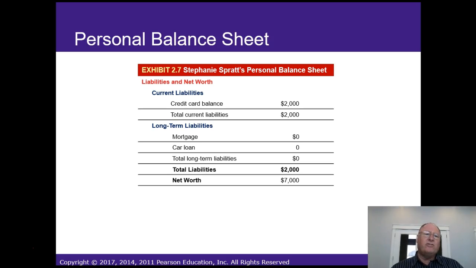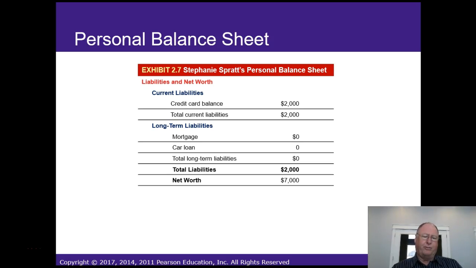And net worth obviously is the difference between the two. And you can see here in Stephanie's example, she really doesn't owe that much. But once you start to get older, you start to buy cars and get mortgages, buy houses, do all those kinds of things. Those kinds of numbers really start to change rather dramatically.